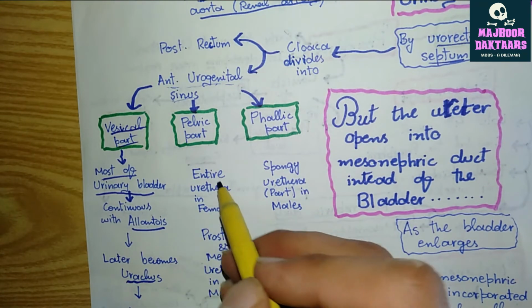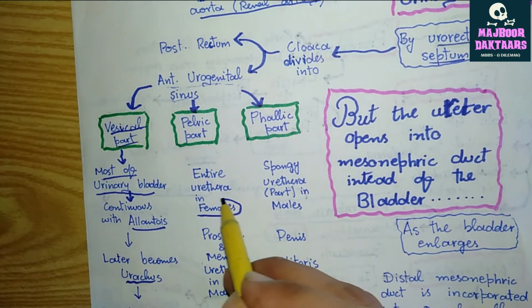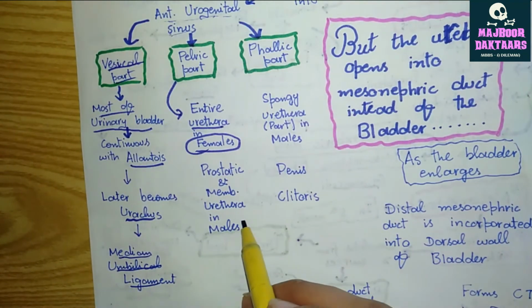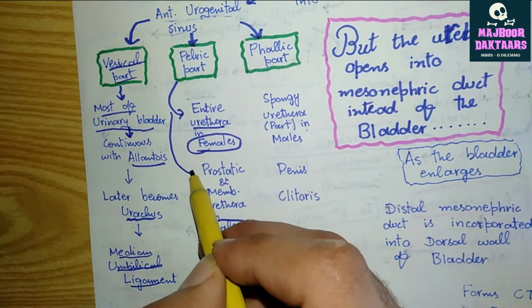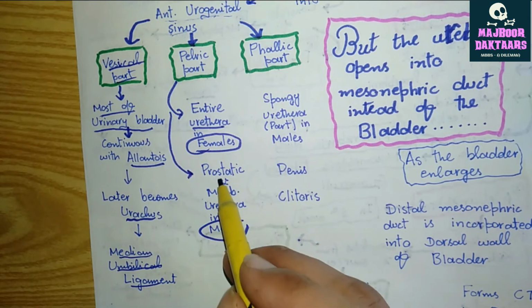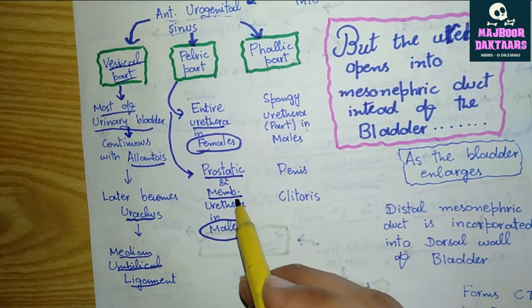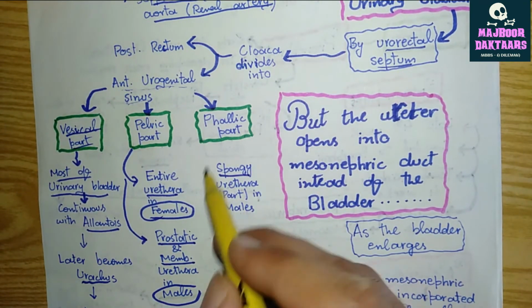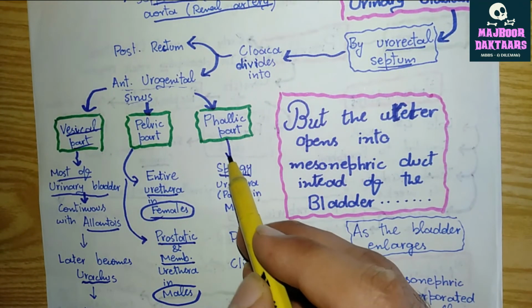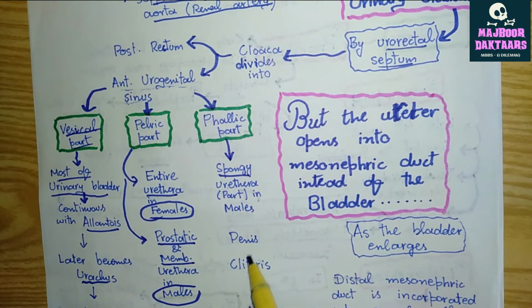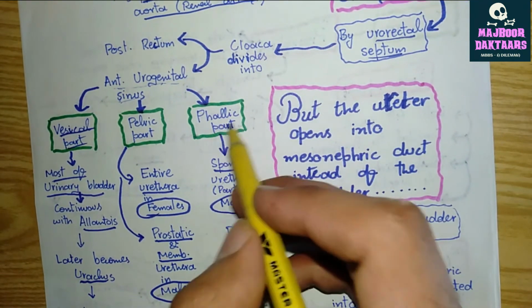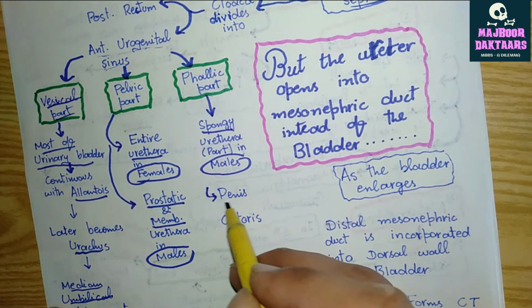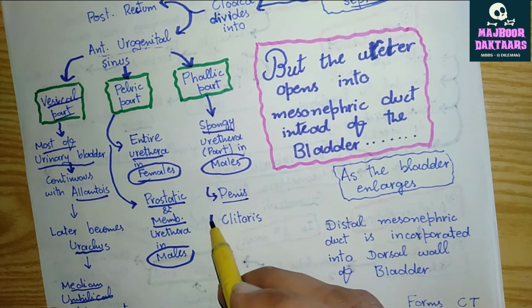What about the pelvic part? The pelvic part in females gives rise to the entire urethra, while the pelvic part in males gives rise to two of the three parts of the urethra, that is the prostatic part and the membranous part. The third part, that is the spongy urethra, is partly formed by the phallic part of the urogenital sinus in males, while the phallic part also gives rise to the primordium of the penis in males and the clitoris in females.